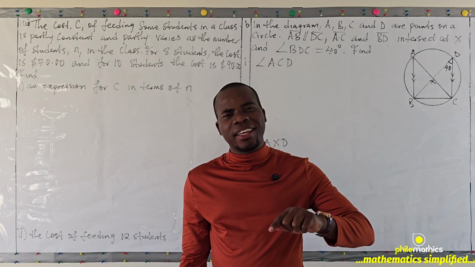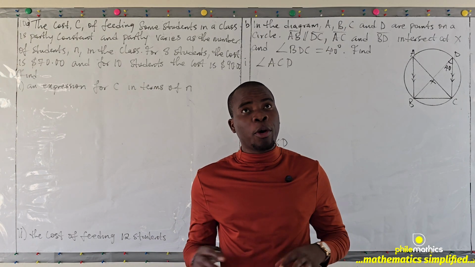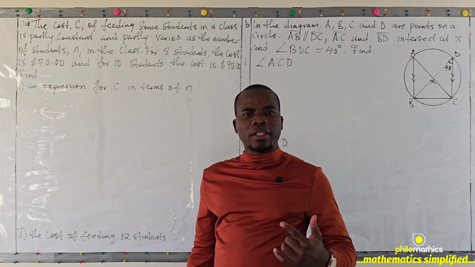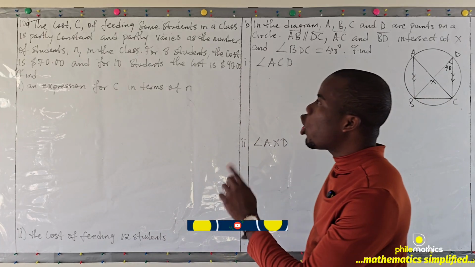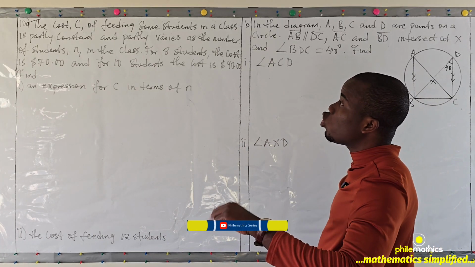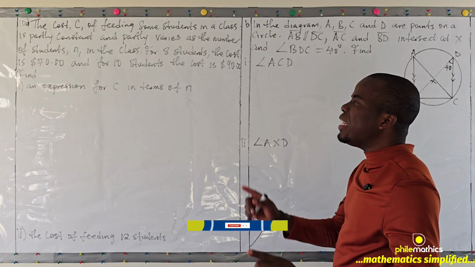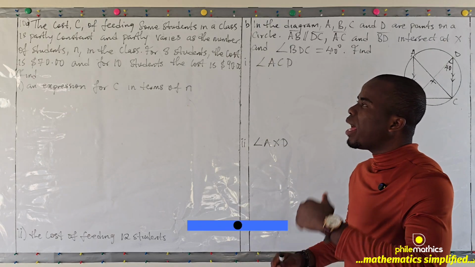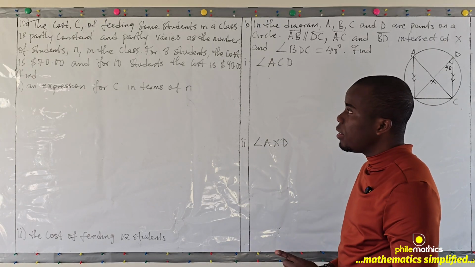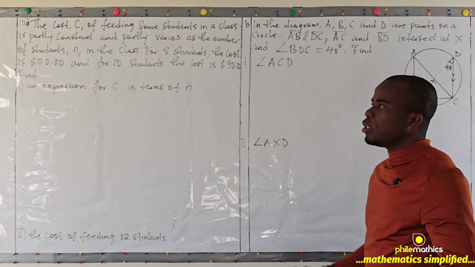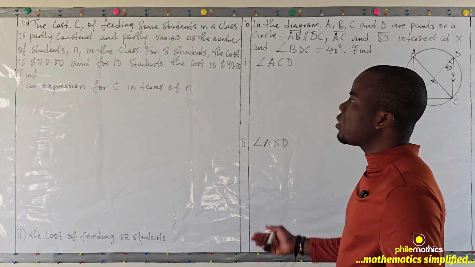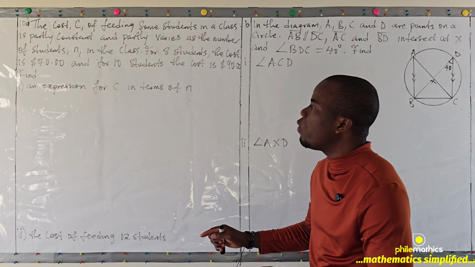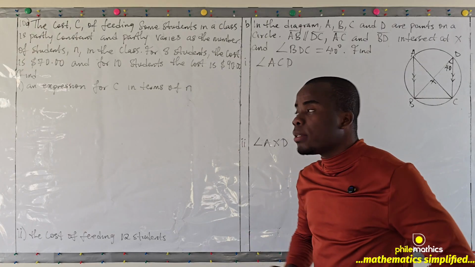Question 10 on WAEC 2025 mathematics is a problem on variation and circle geometry. Let's see what it says. The cost C of feeding some students in a class is partly constant and partly varies as the number of students n in the class. For 8 students, it costs $70, and for 10 students, it costs $90. Find an expression for C in terms of n only.